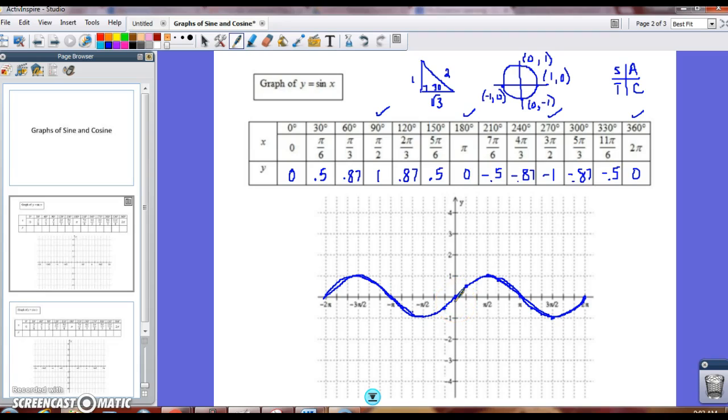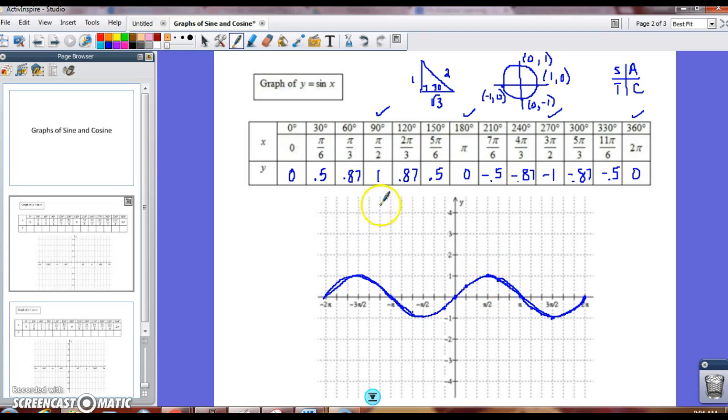The period is 2 pi or 360 degrees. Period, and we're going to get into this in great detail as well, is how long it takes for the graph to complete one cycle. That's what period is. Don't get too caught up in the terminology right now because we're going to get into that extensively as we go, but that's what period is. Amplitude is how high the graph goes, so our amplitude is 1.